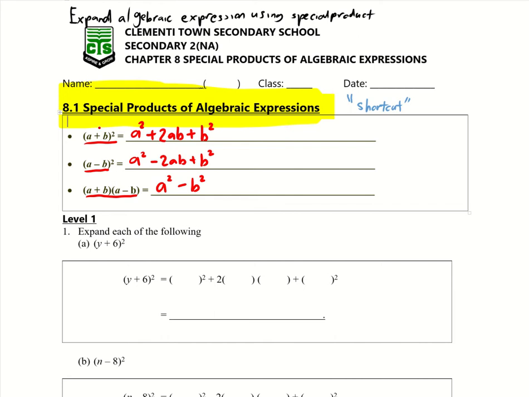So I repeat again, if I expand a plus b the whole thing square, I'll get a square plus 2ab plus b square. If I expand a minus b the whole thing square, I will get a square minus 2ab plus b square. And if I expand a plus b, a minus b, I'll get a square minus b square. In the next part, we will take a look at questions so that we can understand better how to use these special products to expand. So let's take a look at level 1.